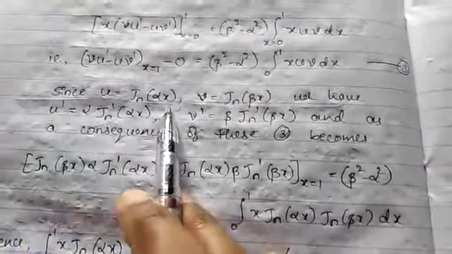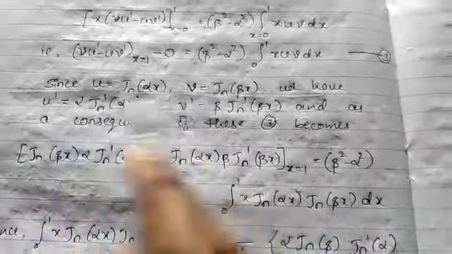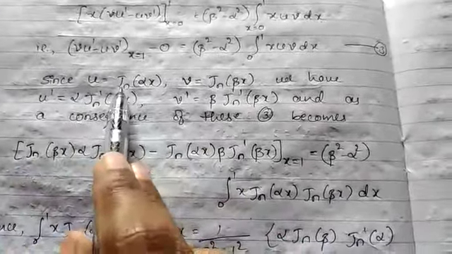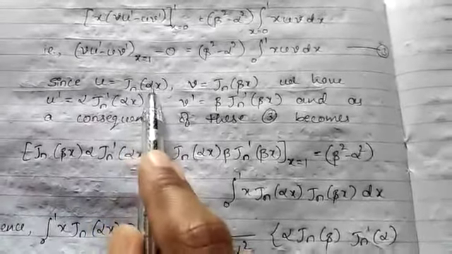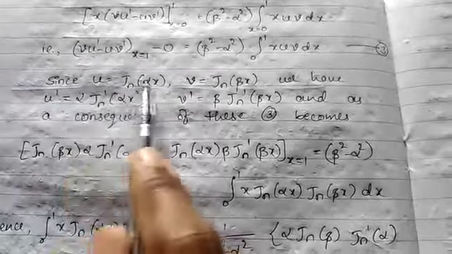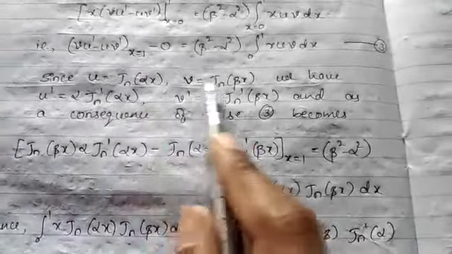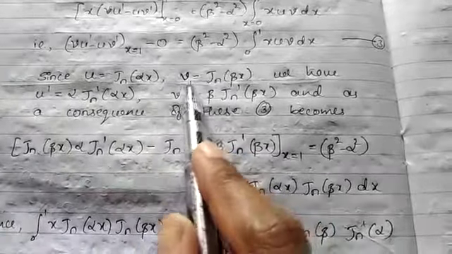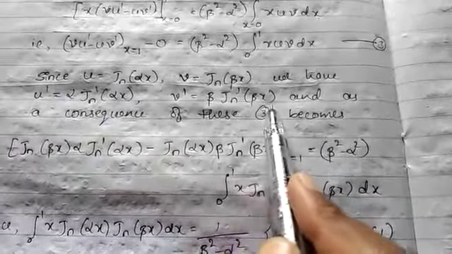Since we take u equal to Jn of alpha x and v equal to Jn of beta x, then differentiating these two, u dash: alpha is a constant, therefore alpha Jn dash of alpha x. Same way, v dash is beta into Jn dash of beta x.